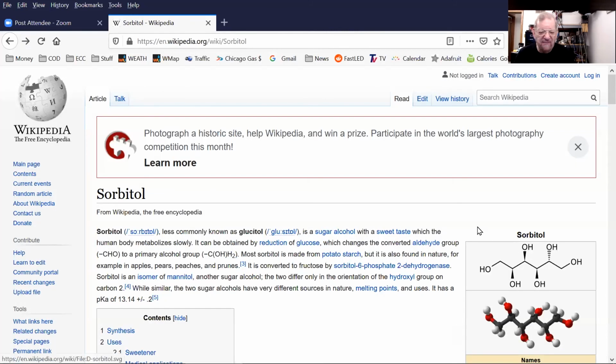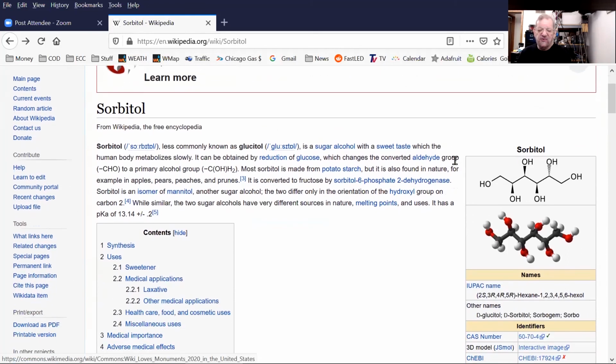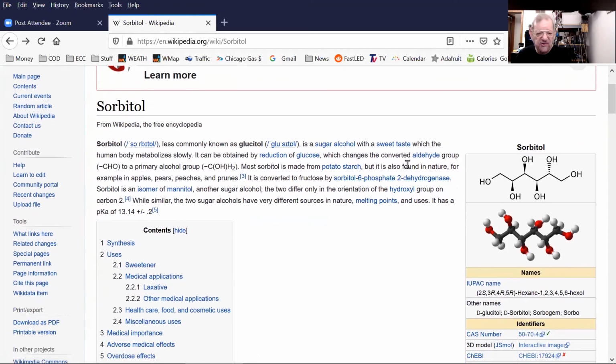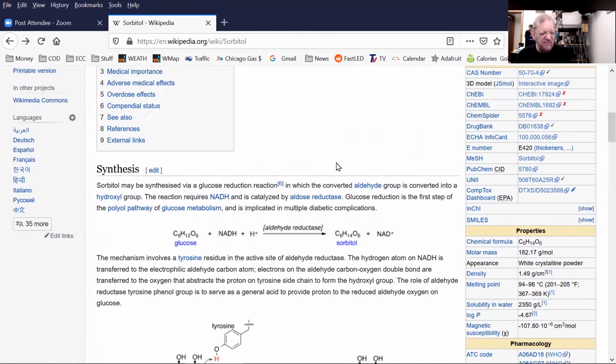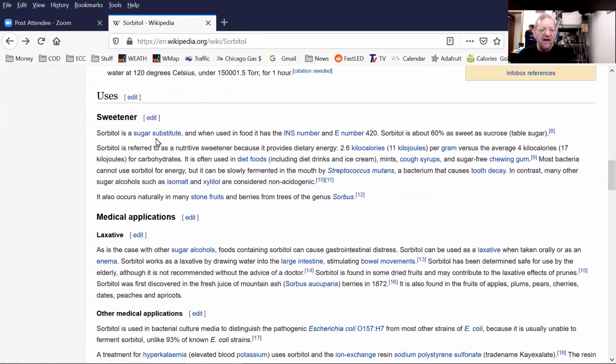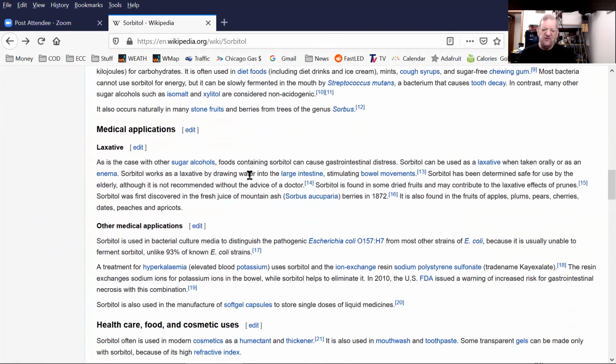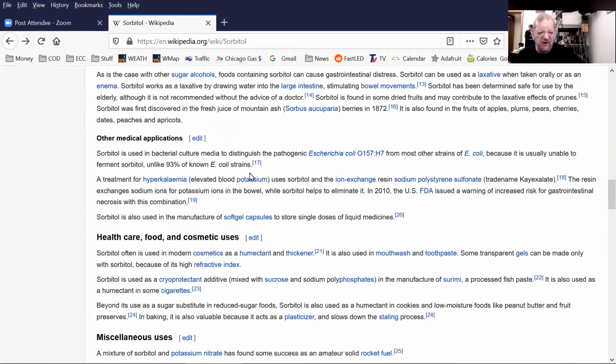Now, sorbitol is a sweet compound. If you notice right here, it talks about the reduction of glucose. That means adding hydrogen and a catalyst. And this is a sweet compound. And where is it used? It's used in many different products you can buy. And it's a sweetener, but it's more found in various products you can buy. And one I'm familiar with is any type of over-the-counter product.